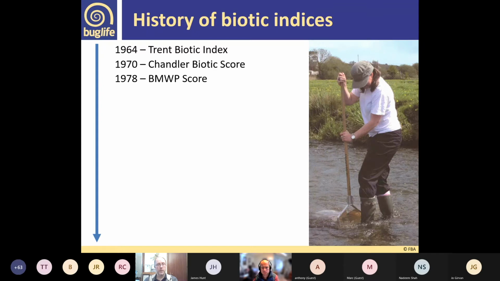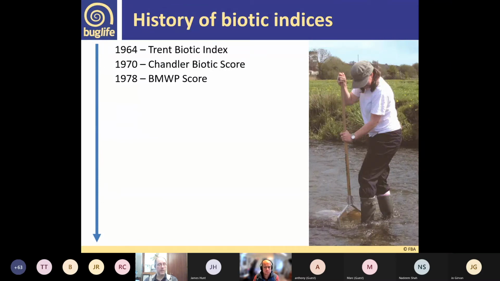That then was taken up by other people and adapted and extended, and in Scotland the Chandler Biotic Score was developed, which looked at a far greater range of invertebrate families in that case, and also incorporated a measure of abundance. But the real game changer, I suppose, was the Biological Monitoring Working Party Score, which was developed in the late 70s and looked at almost all invertebrate families in rivers and gave them a score from 1 to 10 based on their tolerance to organic enrichment.